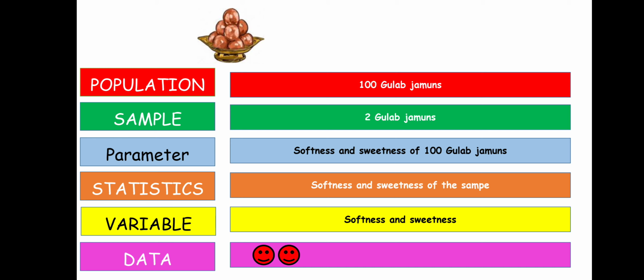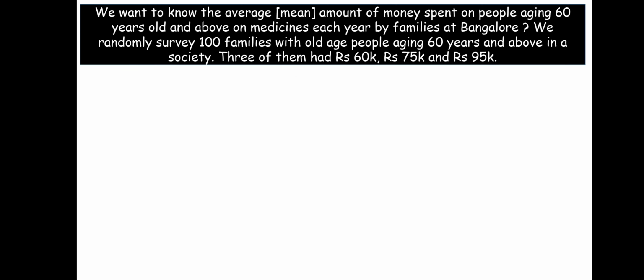Okay. Next we'll have another example. We want to know the average amount of money spent on people aged 60 years and above on medicines each year by families at Bangalore. We randomly surveyed 100 families with old age people aged 60 years and above in a society. 3 of them had rupees 60,000, 75,000 and 95,000. Okay, so what does this problem mean?